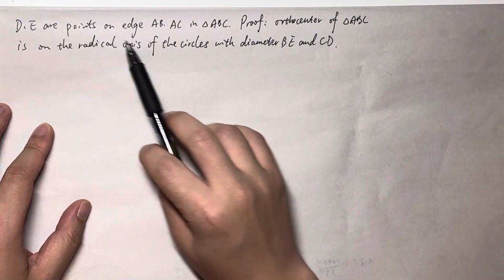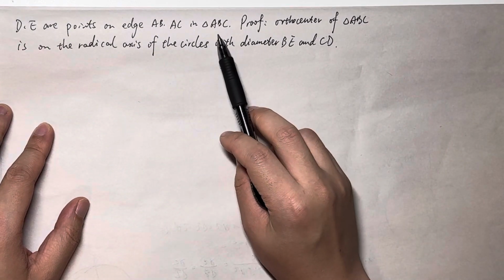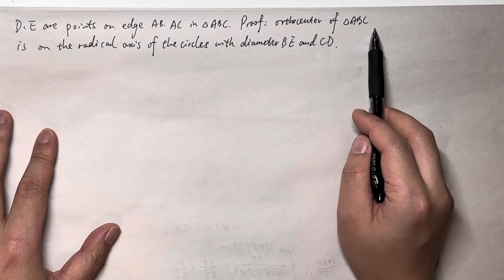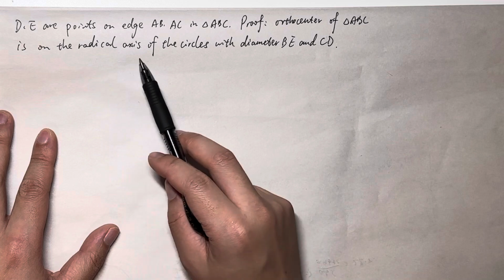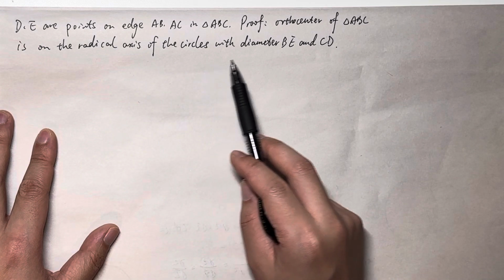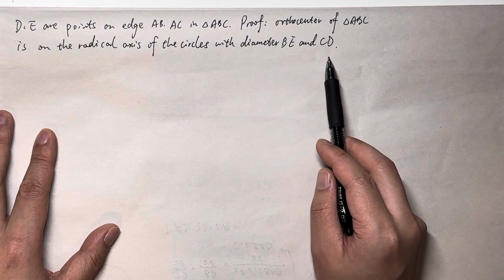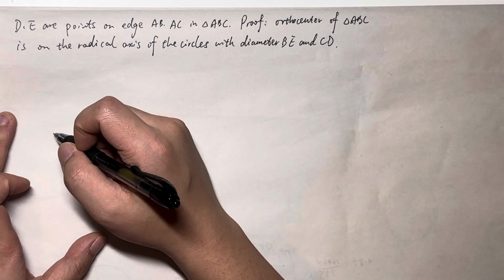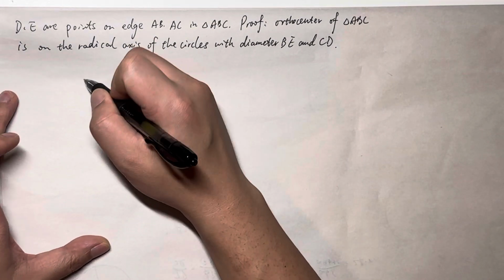Here is a problem. D, E are points on edges AB, AC in triangle ABC. Prove the orthocenter of triangle ABC is on the radical axis of the circles with diameters BE and CD. You may find this problem is quite similar to the problem we solved in the last video.